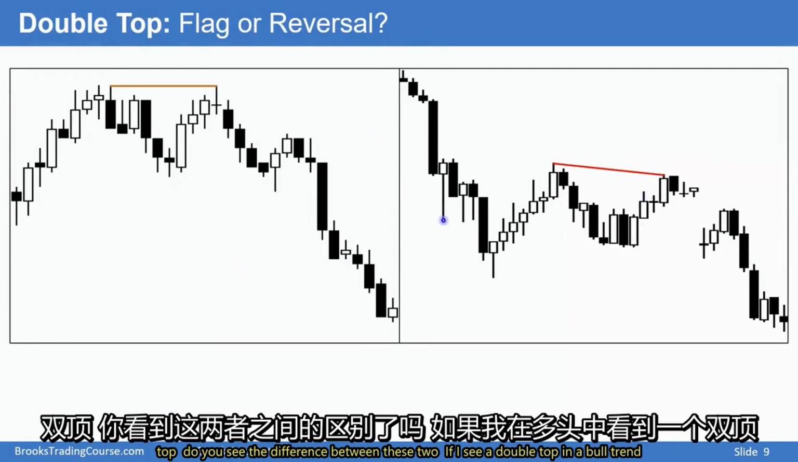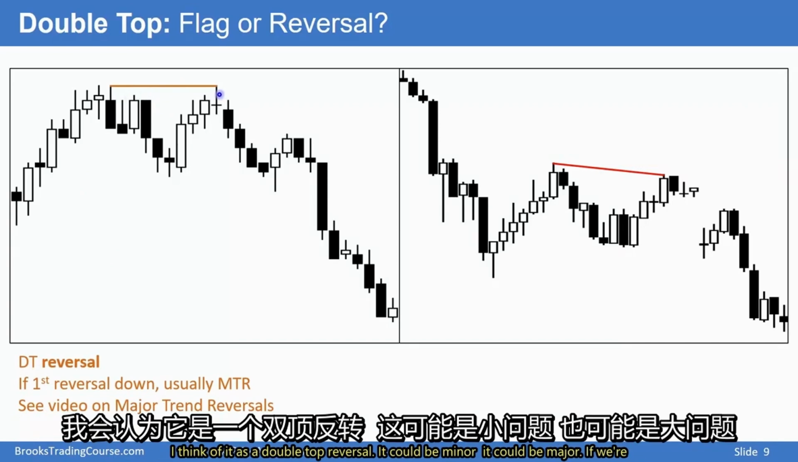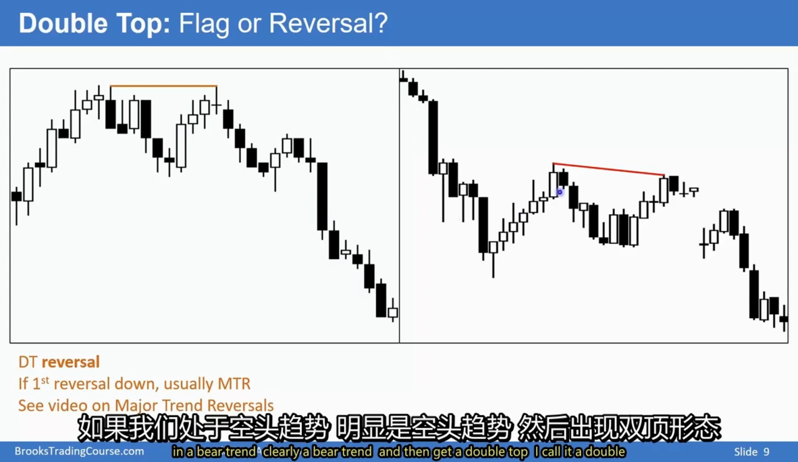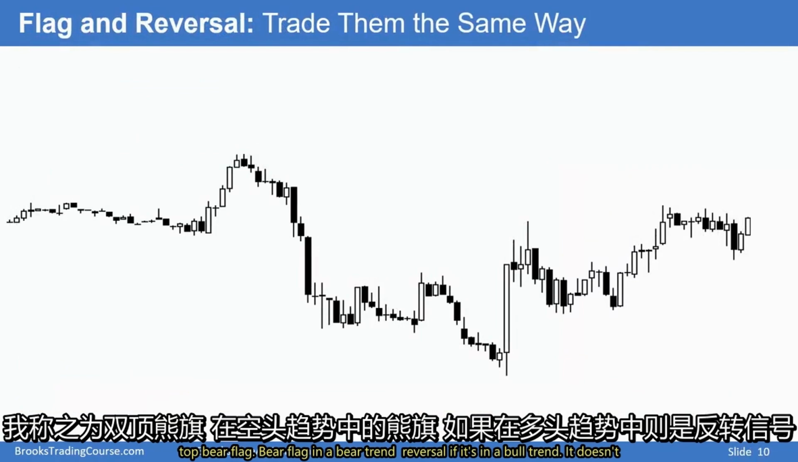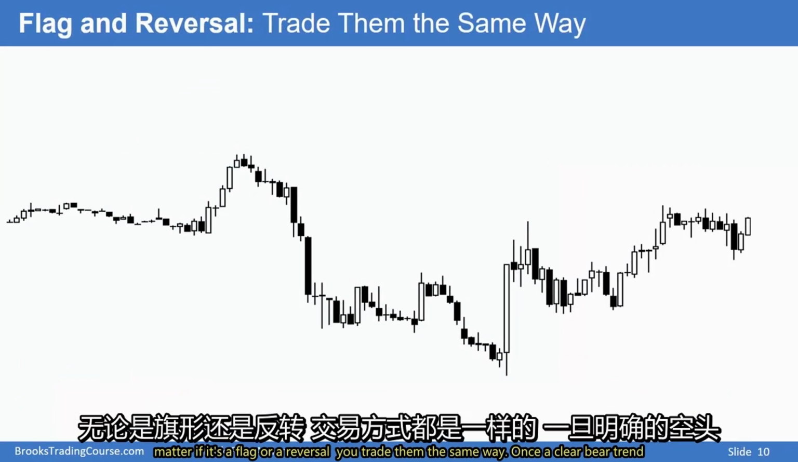Double top. Do you see the difference between these two? If I see a double top in a bull trend, I think of it as a double top reversal. Could be minor, could be major. If we're in a bear trend, clearly a bear trend, and then get a double top, I call it a double top bear flag. So bear flag in a bear trend, reversal if it's in a bull trend. It doesn't matter if it's a flag or a reversal, you trade them the same way.